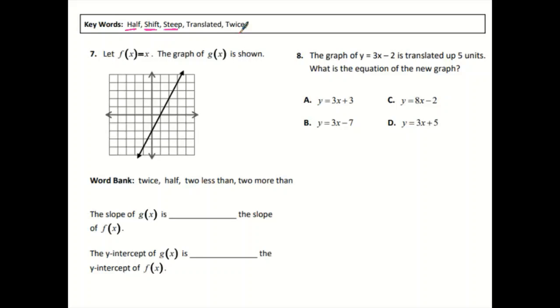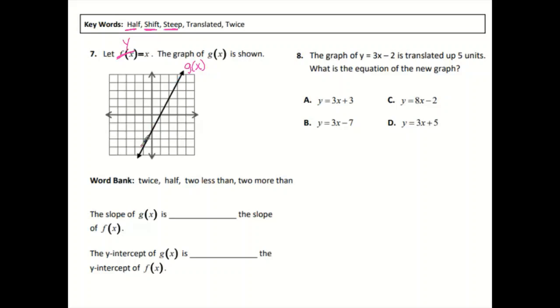So number 7 says let f of x equal to x. Remember f of x is the same as y. So this says y equals x. And it says the graph g of x is shown. So let's label that. That line is g of x. It gives us a word bank: twice, half, 2 less than, and 2 more than. So we're going to need to fill in these blanks. It says here the slope of g of x is blank the slope of f of x.